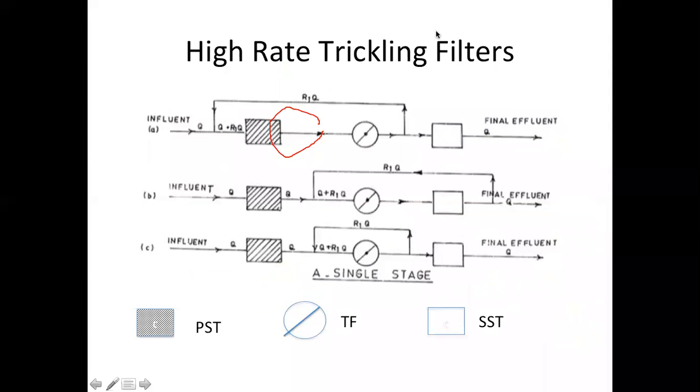These are the high rate filters. How is this high rate filter used basically? In case of high rate filter, this is a single stage filter, which means only one trickling filter is used here. The circular portion is the trickling filter. This hashed line is the primary sedimentation tank. So the wastewater coming is like this.